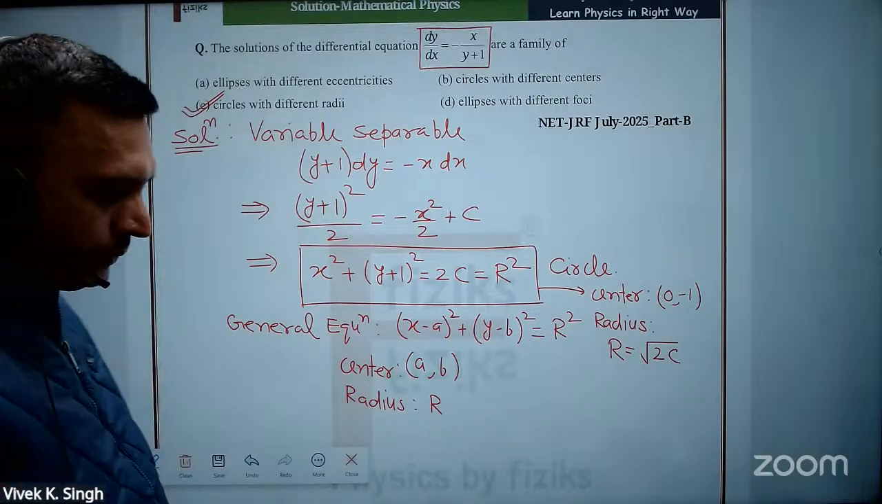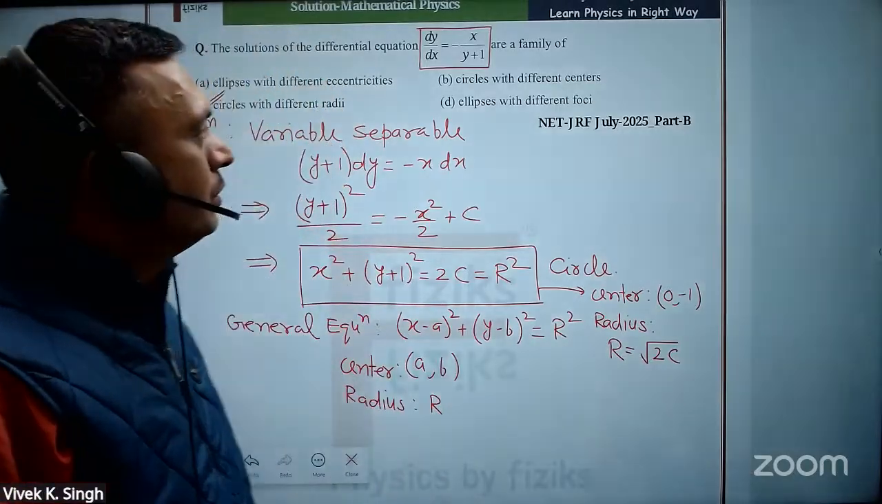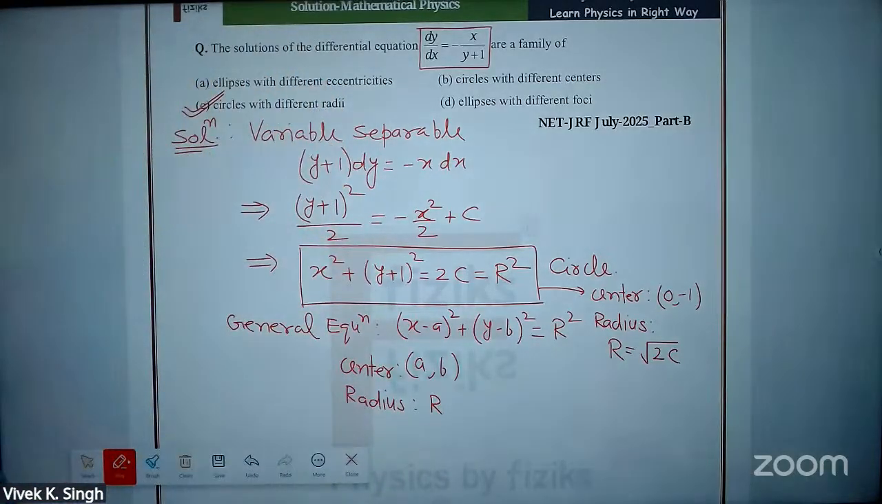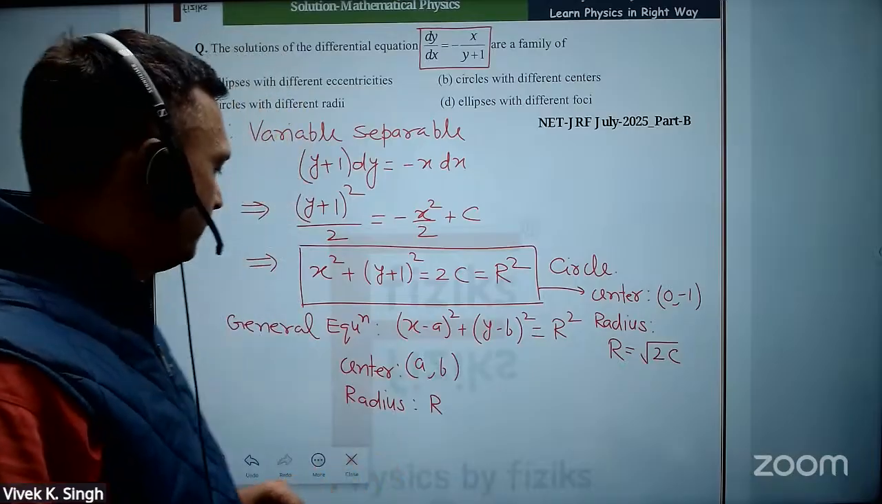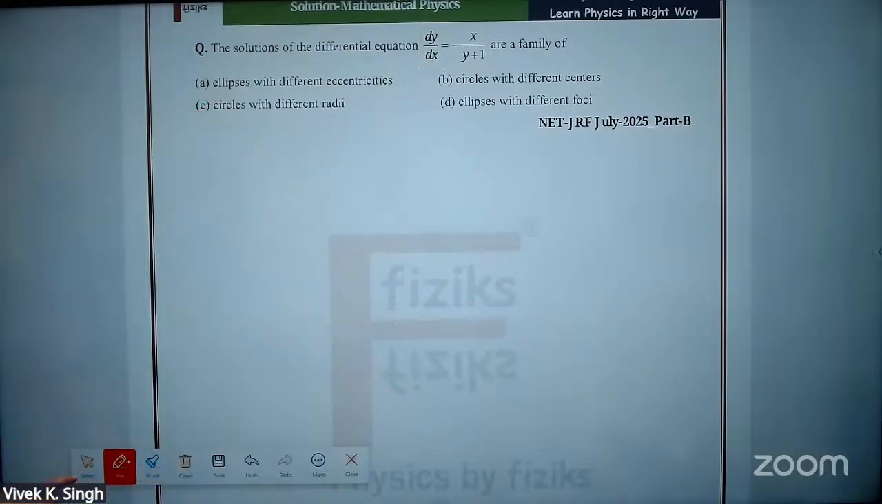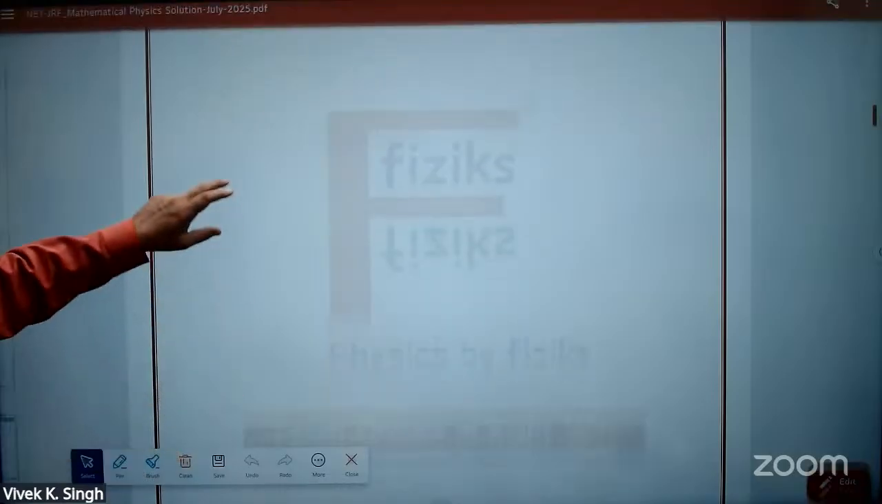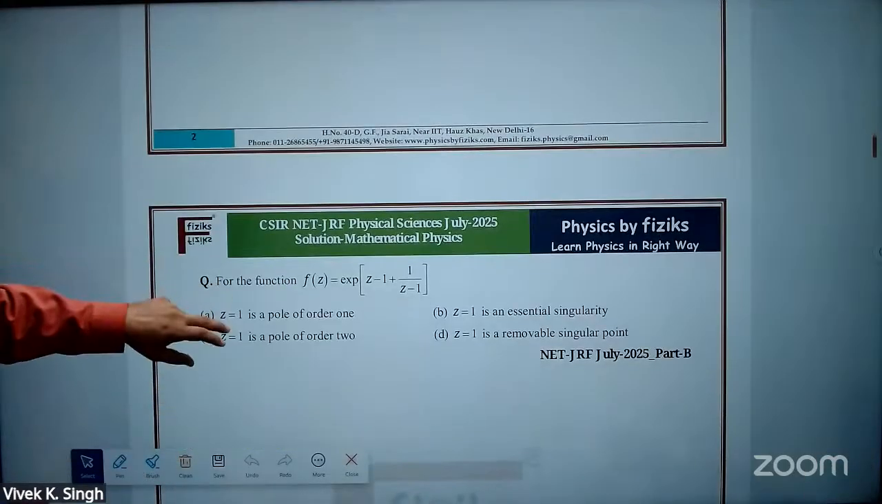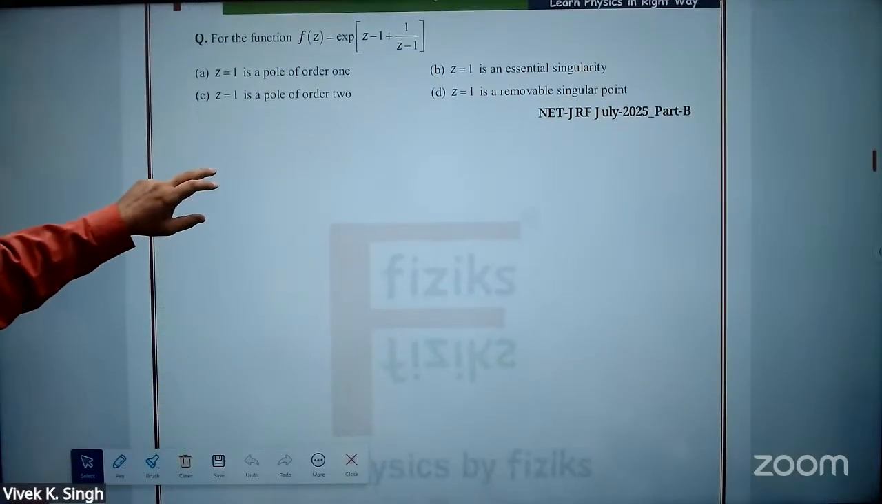Is it clear? So now we will move on to the next question.